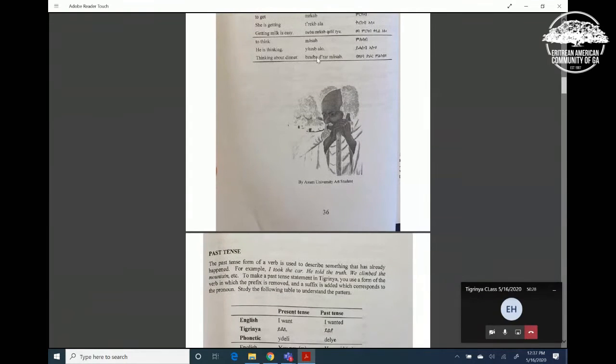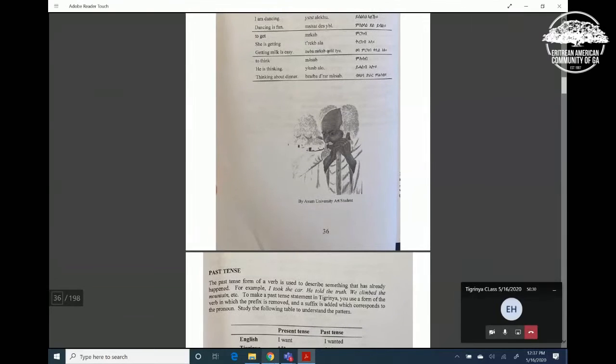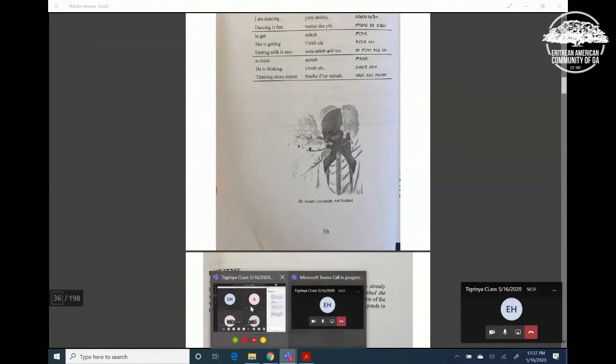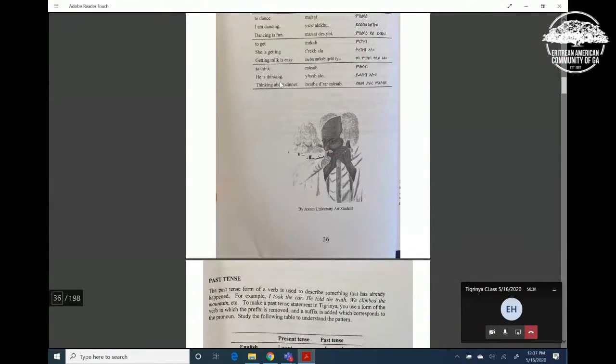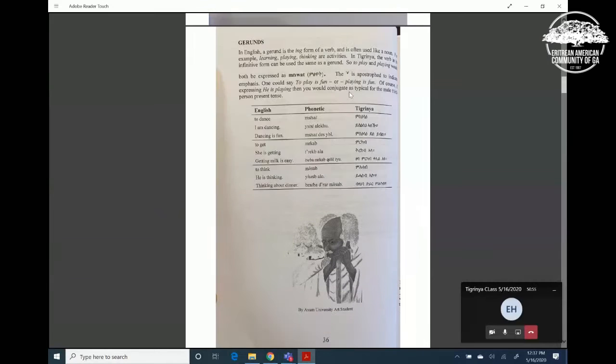It's the same pattern here for thinking about dinner. So thinking would be mahsab. Darar would be dinner. Baziba would be think about. So thinking about dinner. So that's gerunds really quickly.